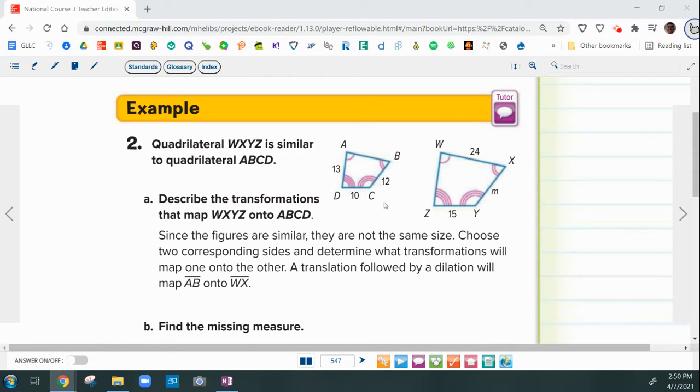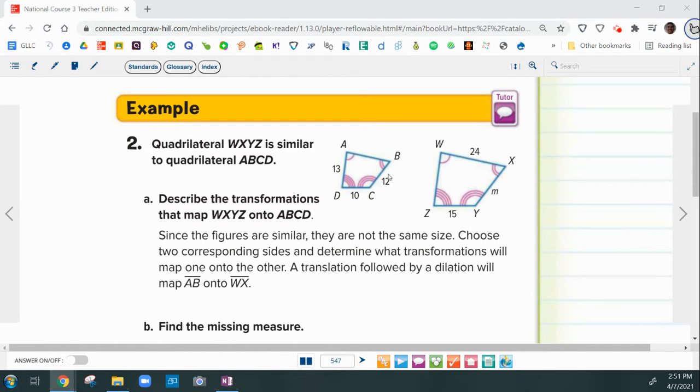Now, we are not concerned about the angles. We're more concerned about the side lengths today. Since they told us that these shapes are similar, we know two things about the shapes already. We know the corresponding angles are congruent, and we know the corresponding side lengths are, can you guess it? They are proportional. So they make equal fractions. Now we're going to use that information to help us find missing measurements.